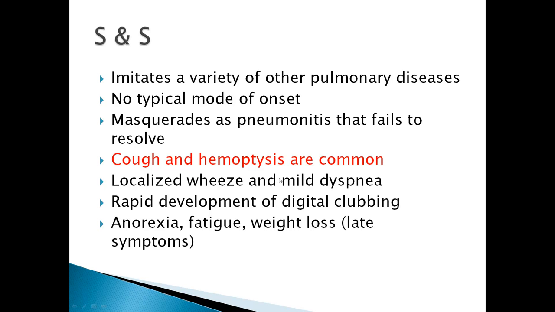So signs and symptoms of anybody that has any of these lung cancers. Well, lots of times, like any disease, you don't know what's going on till it's quite well advanced. So this can imitate other pulmonary issues. So there's no typical onset. It looks like pneumonia, but it doesn't go away. You have cough. You may have hemoptysis, but it's common. Well, okay, somebody may say, well, you're coughing so hard because you have bronchitis and you must have just broke a little bleb and that's what caused you to bleed. So wheezing. These patients, though, because of that, because of the air, they're going to have a rapid development of digital clubbing, anorexia, fatigue, weight loss. So weight loss is late.